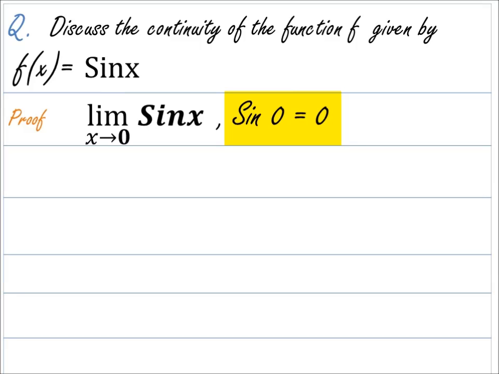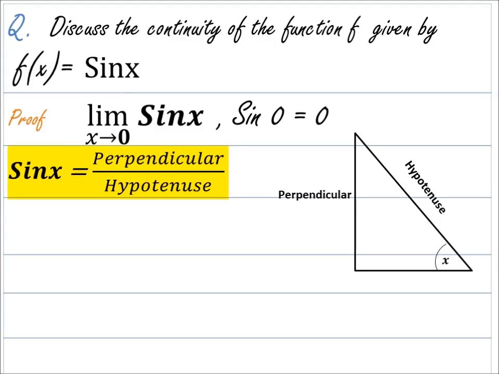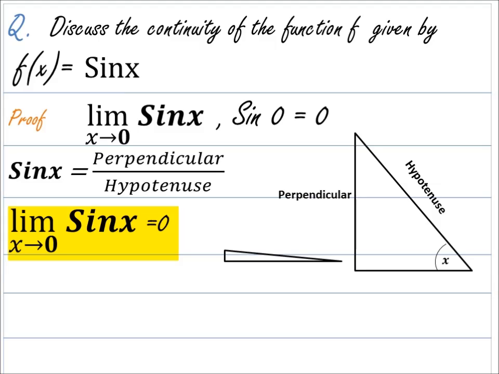And if we draw a right angle triangle, then what's the value of sine x? Sine x is defined as the ratio of perpendicular to the hypotenuse. And when this angle x approaches 0, then you can clearly see at that point the length of the perpendicular will also approach 0. So that means the value of sine x, which is perpendicular upon hypotenuse, and as the perpendicular approaches 0, then in that case sine x will also be equal to 0. So that means that the limit as x approaches 0 of sine of x is equal to 0.